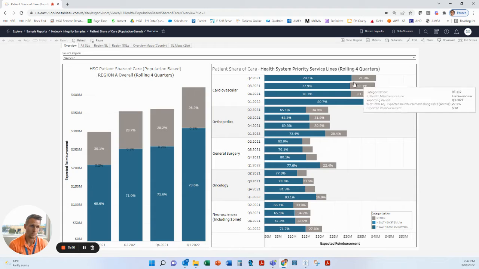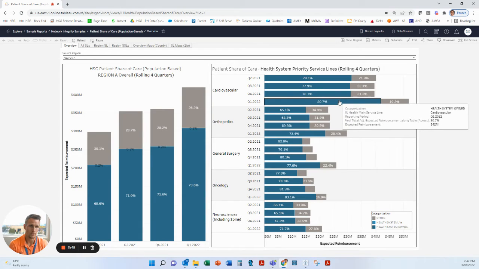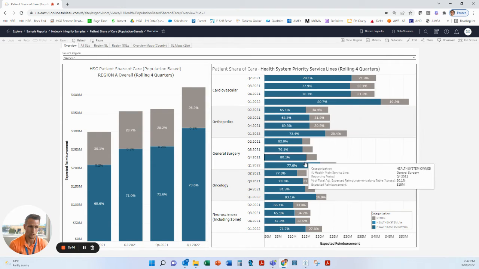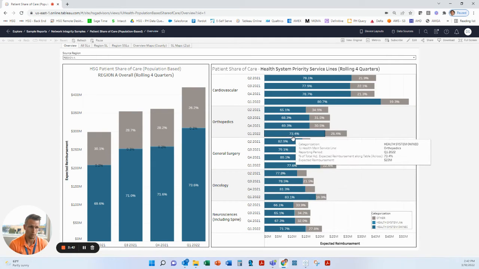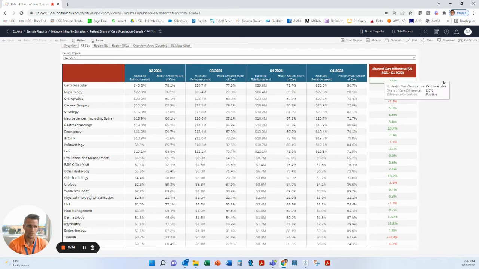We then can look at how that differs for our priority service lines. So we see we're capturing about 81 cents for every dollar for cardiovascular services, down to roughly 74 cents of every dollar for orthopedic services. If we get into the specifics, maybe we want to understand all of our service lines comprehensively and what that share looks like. We're able to see over time what that overall spend for that service offering looks like, what our capture is, and how that is trending.